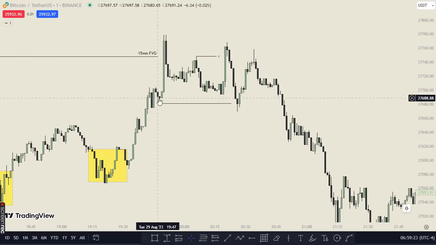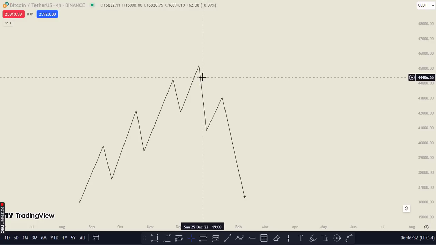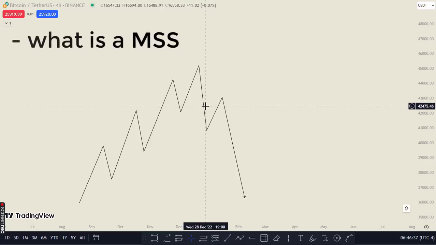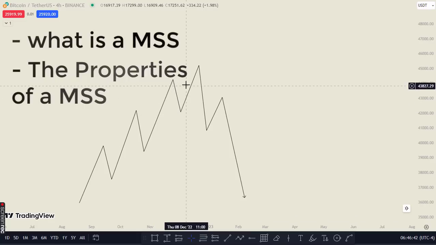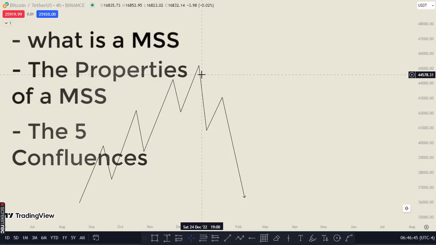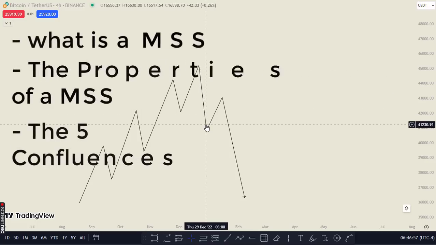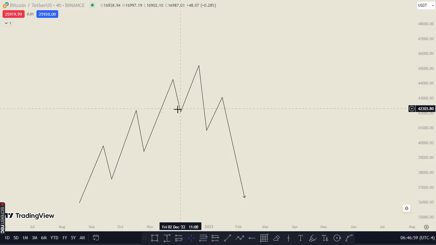And let's get started. Now the structure of this video will be as follows. First, I'm going to give you a quick refresher about the market structure shift, explaining what it is and the properties that define it. Next, we will move to a live chart example where I will show you the 5 confluences I look for whenever I want to take a trade, along with the logic behind them. Once you understand the logic, you will be able to identify them on your own. So this lesson will be purely practical.